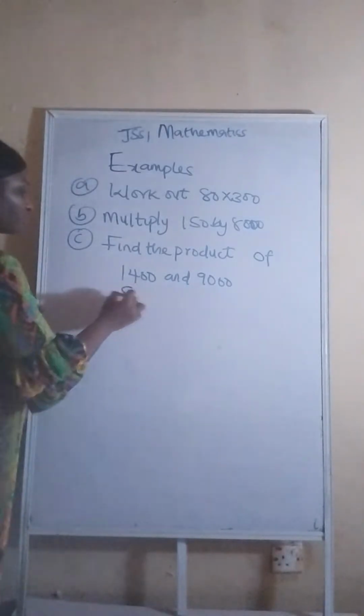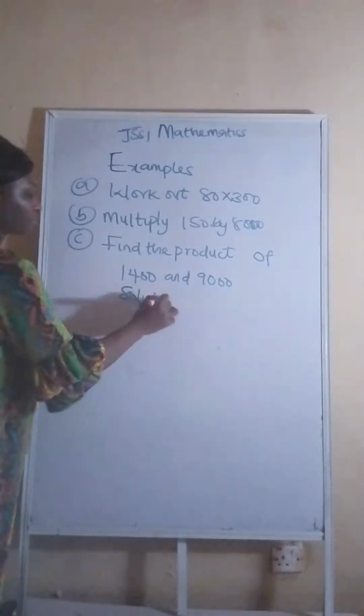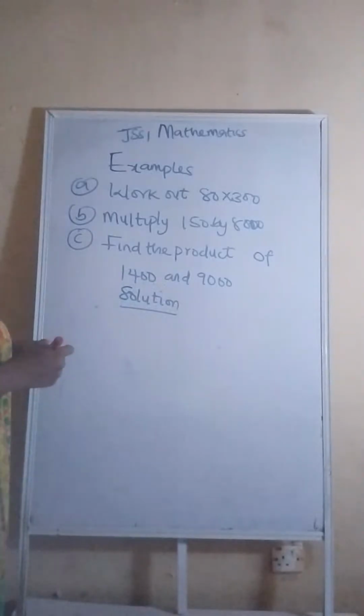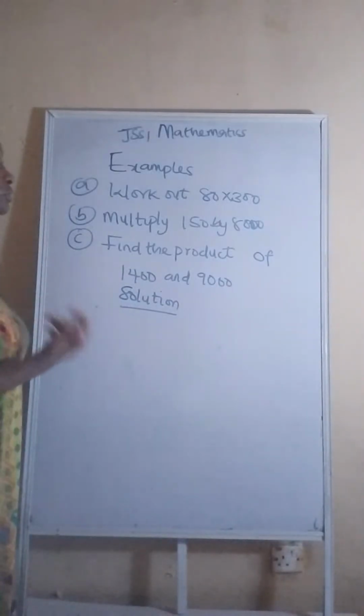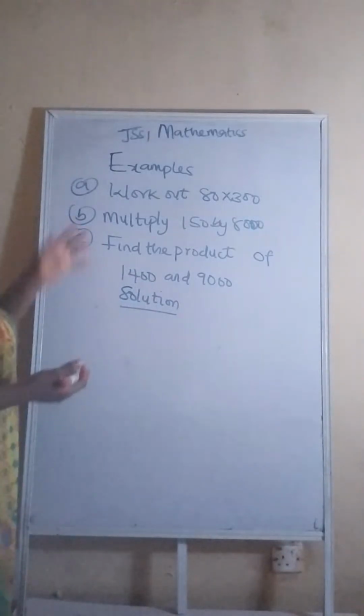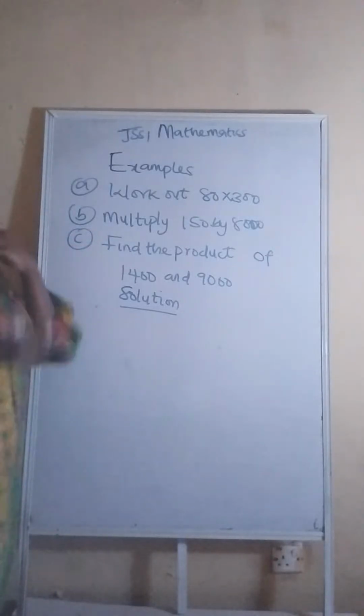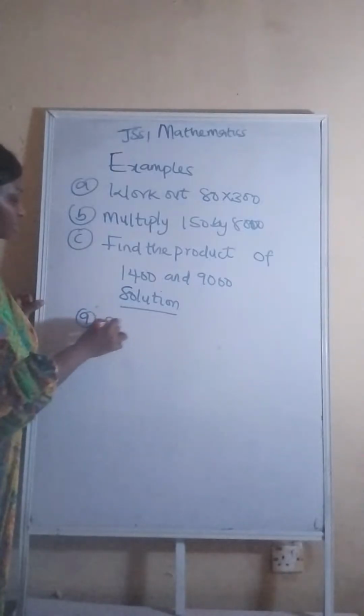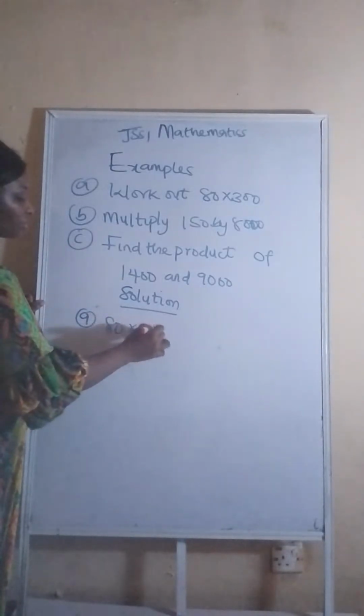So now let's quickly solve these questions. This is a very simple question. If in JSS1 you are struggling with how to multiply two numbers, then I'm here for you. So now it's time for us to solve it. The first one is 80 times 300.